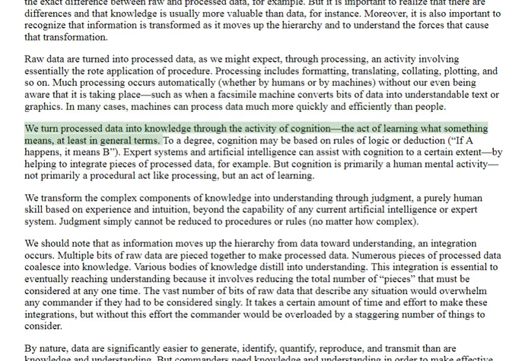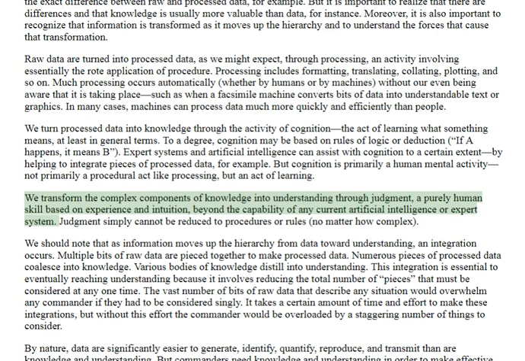We turn processed data into knowledge through the activity of cognition, the act of learning what something means, at least in general terms. To a degree, cognition may be based on rules of logic or deduction. This means expert systems and artificial intelligence can assist with cognition to a certain extent, helping to integrate pieces of processed data, for example. But cognition is primarily a human mental activity, not primarily a procedural act like processing, but an act of learning.